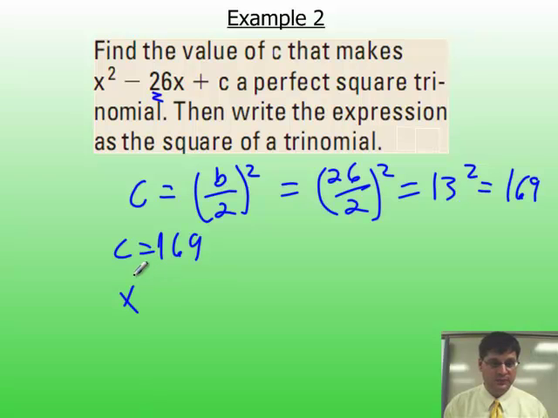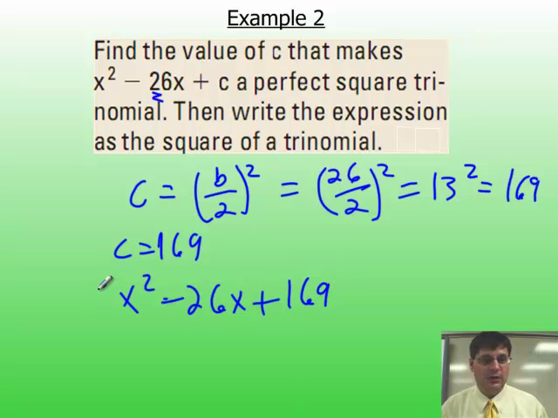Okay, so it would take 169 of those little yellow algebra tiles to complete the square, and so our equation would be x squared minus 26x plus 169. Okay, now it says write the expression as a square of a trinomial. Actually, it should be a binomial. And to do that, I'm just asking, what kind of binomial would give us this? What square binomial would do this?